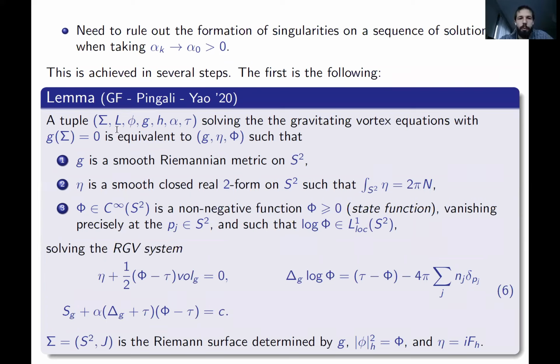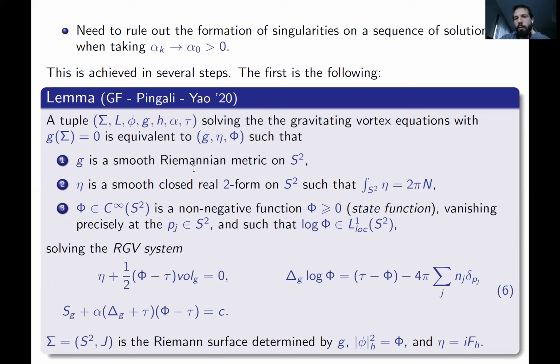So a tuple given by, I'm going to be a bit pedantic here, but it's necessary because I need to free the complex structure. Okay. So a tuple sigma, L, phi, where sigma is a Riemann surface with genus 0, L is a holomorphic line bundle over sigma, phi is a holomorphic section, g is a Kähler metric there, h is a Hermitian metric on the line bundle, alpha is some positive constant, and tau is some positive constant. This thing solves the gravitating vortex equations if and only if the following tuple, g, eta, tau, solves this other equation. So let me tell you what is this g, eta, tau.